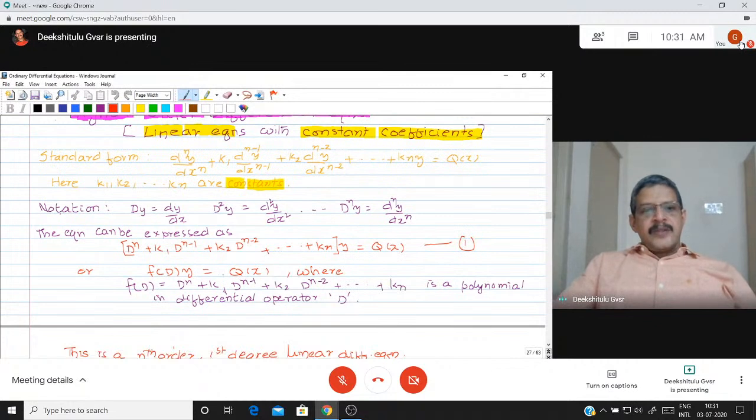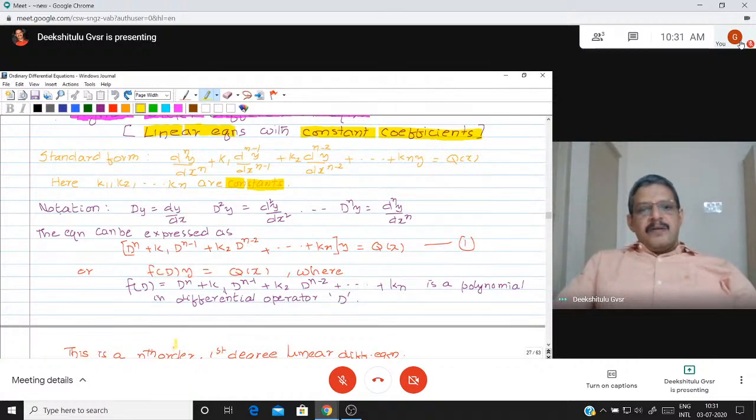This is the structure that we follow throughout this discussion. We will be using f(D) y is equal to q of x, which stands for the given differential equation like this. This is what we do.